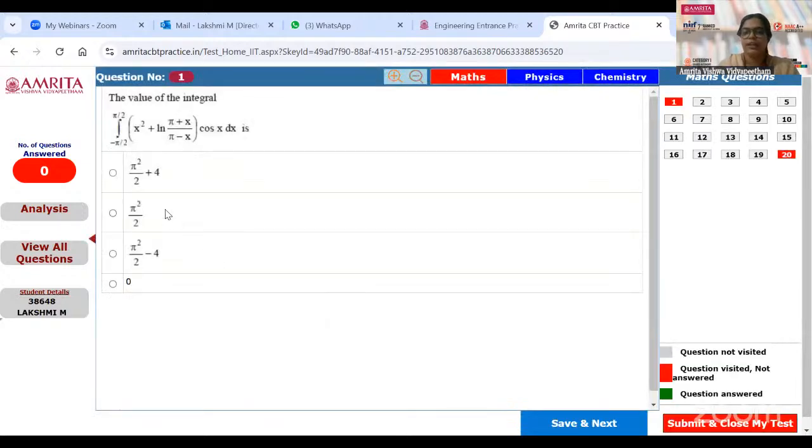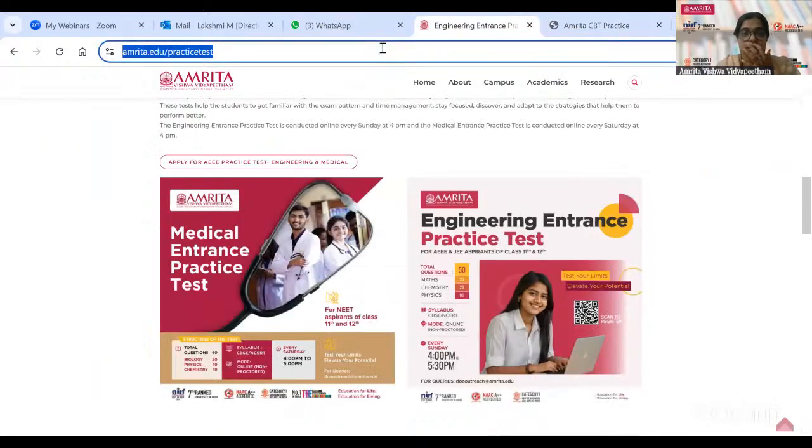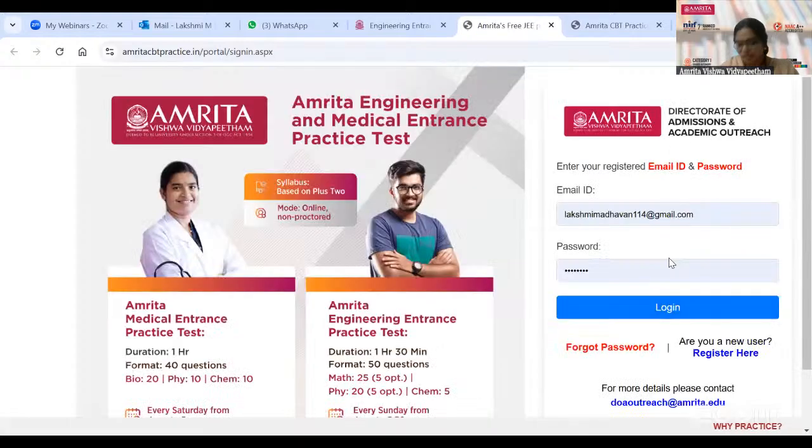So those who feel I'm not able to get such a platform like this, you can make use of this opportunity. So this is amritacbtpractice.in. That's the portal. Okay, those students who are not able to remember it correctly, you can go for amrita.edu/practice test. This link, where there is a link called apply for AAA or JEE practice test. So here you can register and you can take this test. I hope this platform will be useful for you because I know there are a lot of children who are struggling to write these exams and mocks and all.